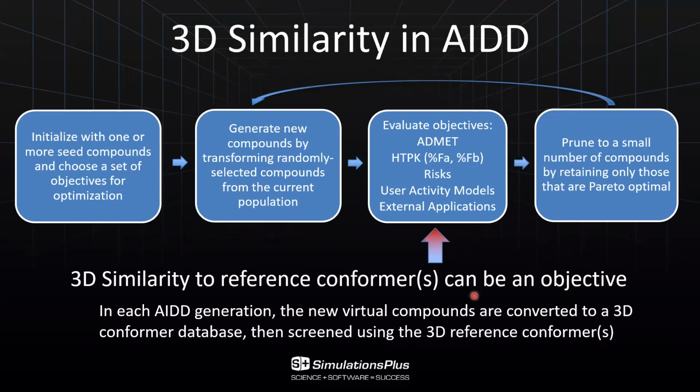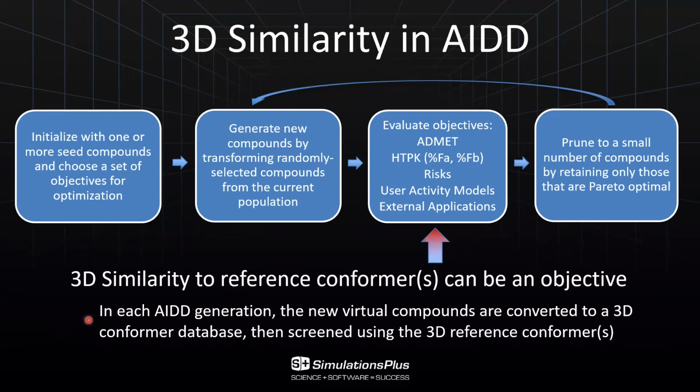So now in AP11, when selecting the target objectives, in addition to ADMET properties, the high throughput pharmacokinetic endpoints like fraction absorbed, activity models, and so on, you can also include similarity to one or more 3D reference conformers, those conformers presumably being active against the target of interest.